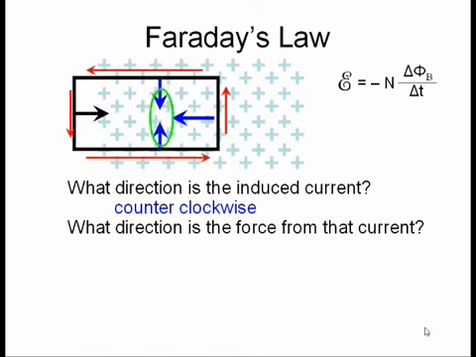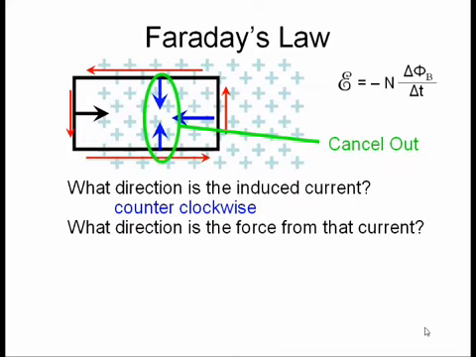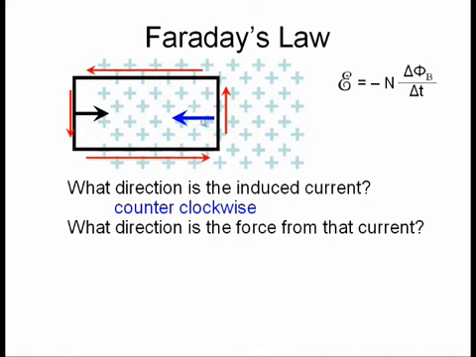Looking at my net force, those two forces are equal and opposite, so they're going to cancel each other out. So my net force is this one right here, which is opposite the direction that I'm pushing. And that's what Lenz's law says. It's going to create a current that opposes my change in flux.